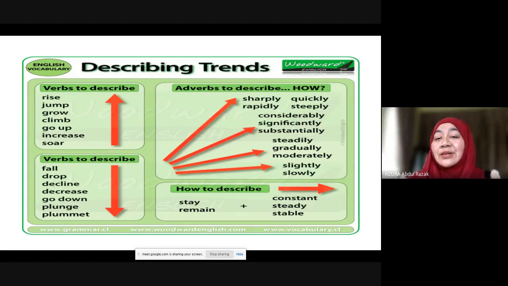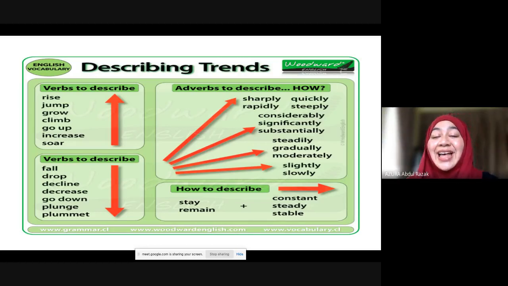All right. Look at this one here on the right side. Adverbs to describe. When you're describing something really steep, you use sharply, quickly, rapidly, steeply, and then the degree gets a bit lower. So you can use the words considerably, significantly, substantially, a bit lower, steadily, gradually, moderately, and when it's very slight, you can use slightly or slowly. All right, so use these wisely, because this will affect your grade if you use them wrong.